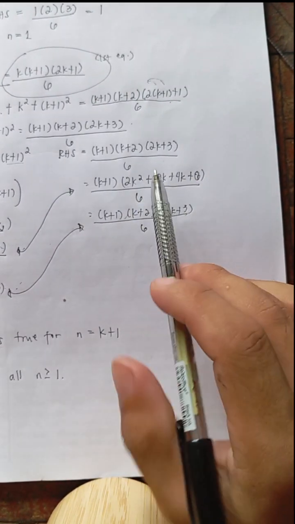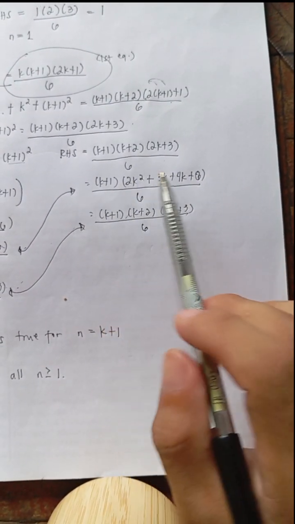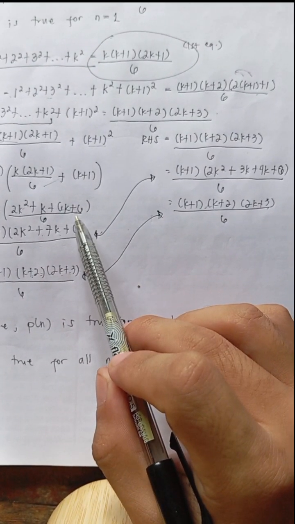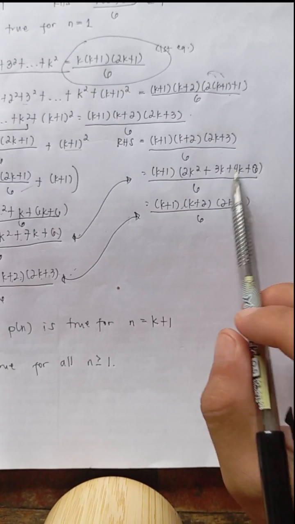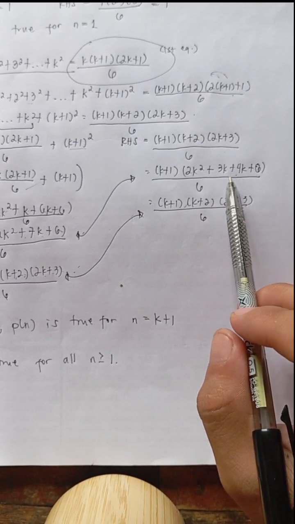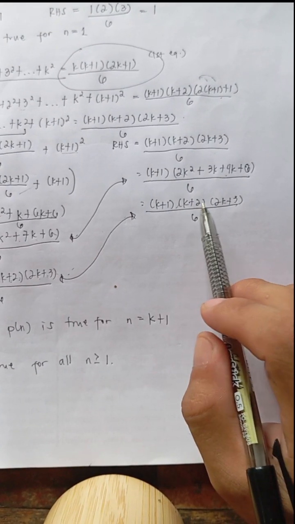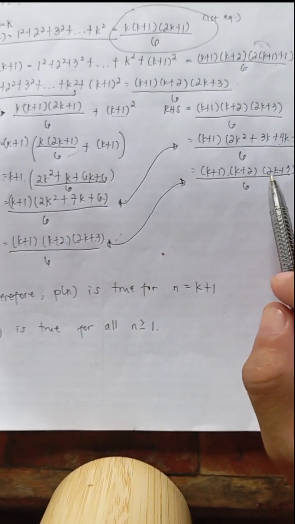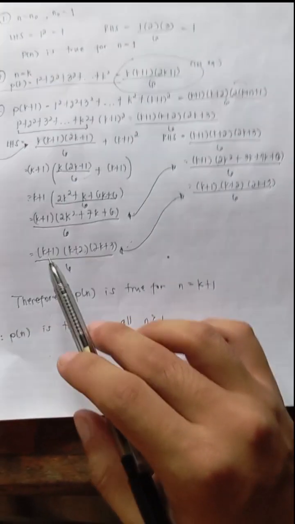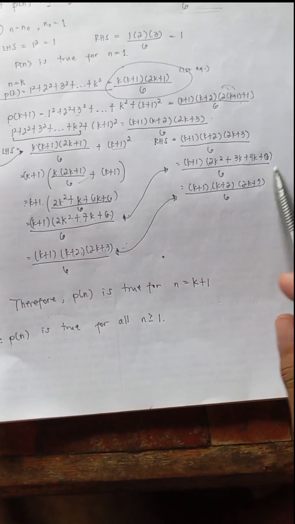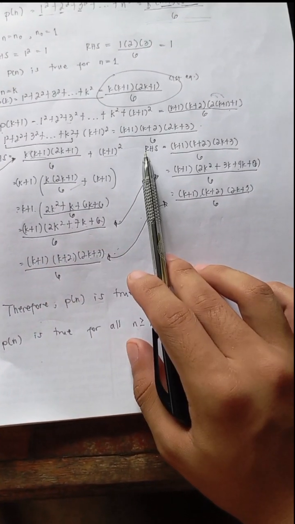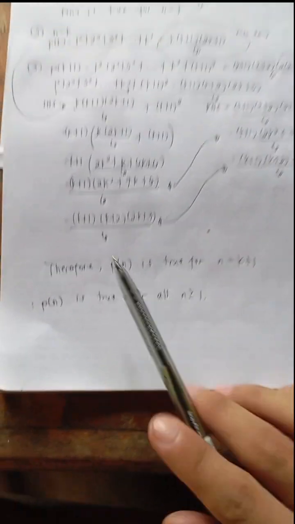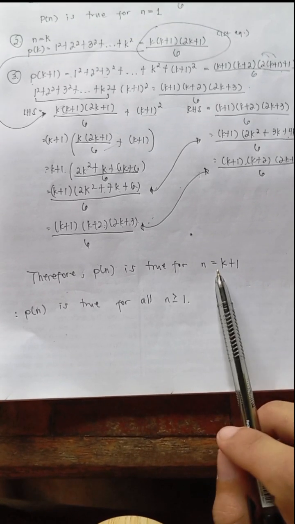So we can see that this one is also the same with this one, and we need to simplify this. Magiging the quantity of k plus 1 times the quantity of k plus 2 times the quantity of 2k plus 3 all over 6. So as you can see, we have proven that our LHS is equal to our RHS through P of k plus 1. So therefore, P of n is true for n is equal to k plus 1.